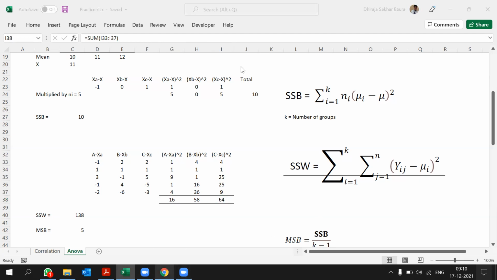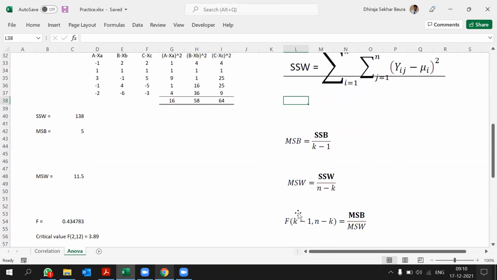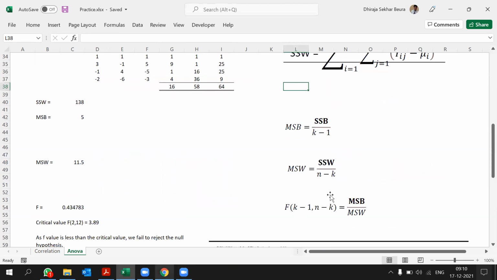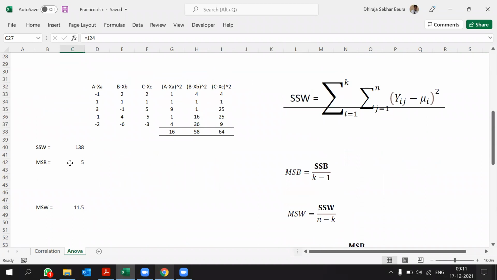Okay. All right. Now that we have calculated the SSW, let's go to the rest of the calculation. These are the three formulas from which we'll get the value of F. So MSB, there is a new item introduced. MSB is equal to SSB divided by K minus 1. K is what we discussed. K is nothing but your 3, the number of groups. SSB we have already calculated at the top, that is 10. 10 divided by 3 minus 1, that is 5.